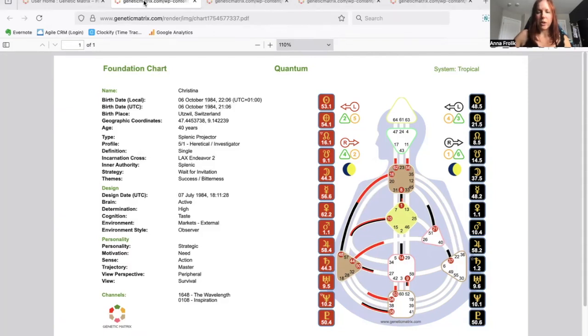The next thing I want to look at is your 5-1 profile. So you have the 5 on the conscious side, your personality side, and then you have the 1 on the unconscious side, your body side. The 5 is the heretic, and the 1 is the investigator.